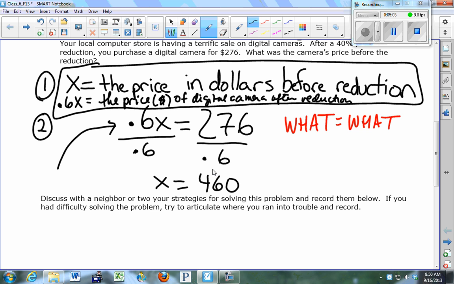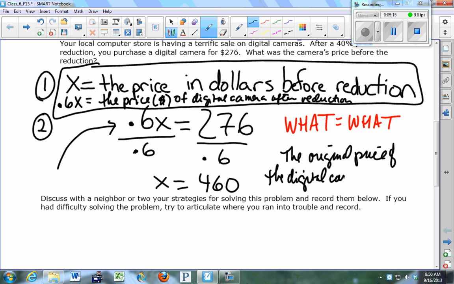So now you say the original price of the camera, the digital camera. Always answer your things with a sentence, was, and now you can attach your unit, $460. So in the iceberg problem, the tip of the iceberg, the volume that you solved for was 2. X was 2 in that problem. When you write your answer, that's when you put on the cubic kilometers. Okay. So that's how we do this.